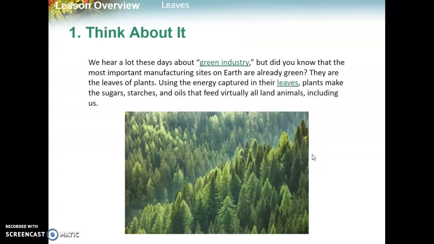So, you know, we hear about green industry, and plants, they're the big industry because we rely on plants for a whole lot of things. We rely on them for food, oils, lumber. But they feed virtually all land animals and water animals in the seas too, because without plants, we would have no food, because plants get their energy from the sun, and then animals eat the plants. Now, if you're a carnivore, you eat other animals, but those animals you're eating eat plants for their food.